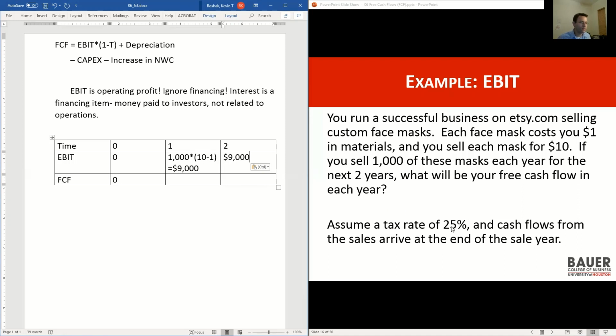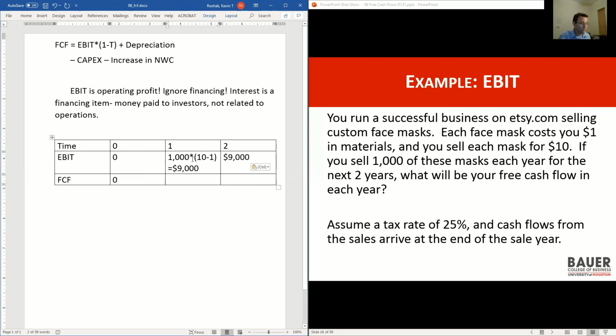Now we have this tax rate of 25%. How do we use that to get the free cash flow? Well, remember, the free cash flow is not EBIT by itself. That's your profit, but you have to pay taxes on your profit. So what do you get to keep? You only get to keep 75% of your profit, 1 minus your tax rate.